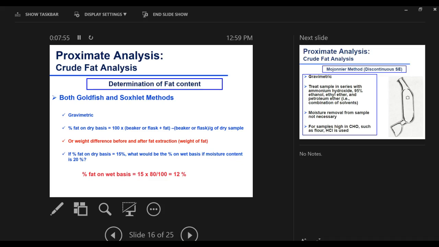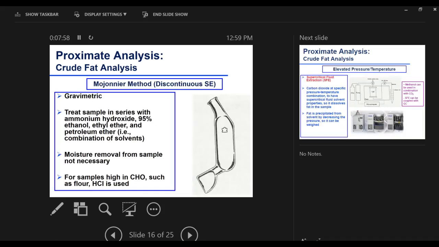All right, so the next method for determining fat, which you did in the lab, is the Mojonnier method, or Mojonnier, because it's a French name. So it is a discontinuous solvent extraction. That means it's a batch extraction. It's not like the solvent is evaporating and then condensing into the sample and the cycle is repeated. No, it is a batch extraction and hence discontinuous solvent extraction.